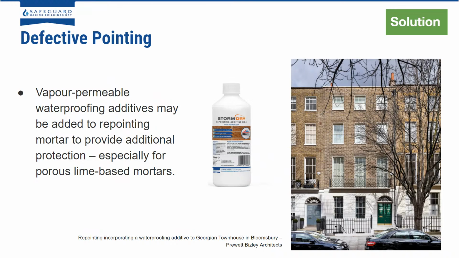When you are fixing any pointing, it's quite beneficial to add any sort of repointing additives. So Storm Dry repointing additive number 1 can be added as a gauging solution to the mortar mix, and will add waterproofing properties to your mortar, while also having the added benefit of reduced shrinkage. So one of the reasons you get rain getting in is that the mortar shrinks away from the joints. So this additive actually reduces that, while also not affecting the breathability of the mortar and increasing the waterproofing properties.